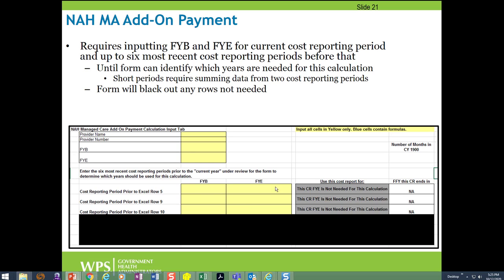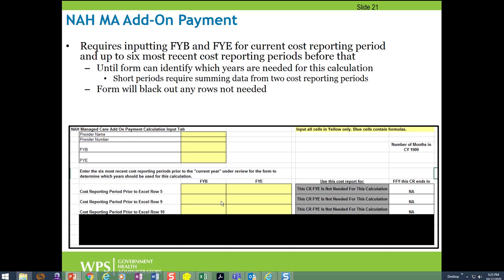What happens is this form is going to determine which 2 cost reports, potentially 2 if you have a non-calendar year cost report, you need for your calculation. Now, the only way it would ever be more than 2 is if you have short periods, because the rule for the short periods is that if they both end in the same federal fiscal year, you're going to need both of them and add the results together for the calculation. So if you had short periods, you might get 2 for one calendar year and 1 or 2 for the next calendar year. You could potentially need up to 4 cost reporting periods.